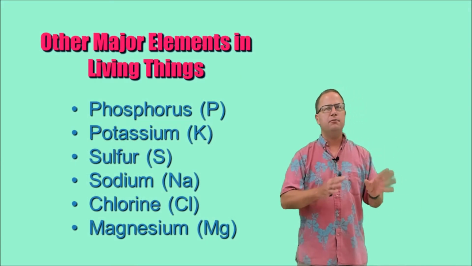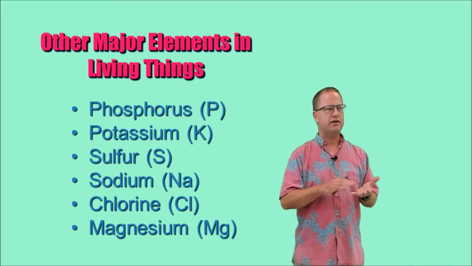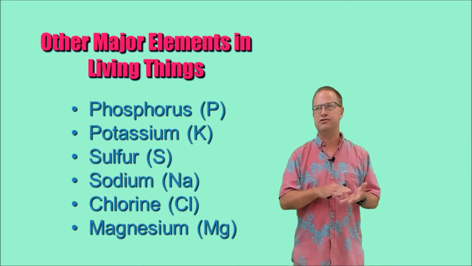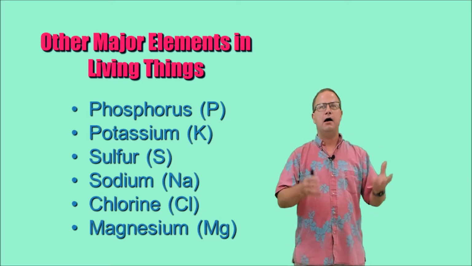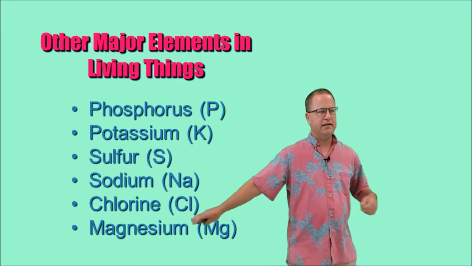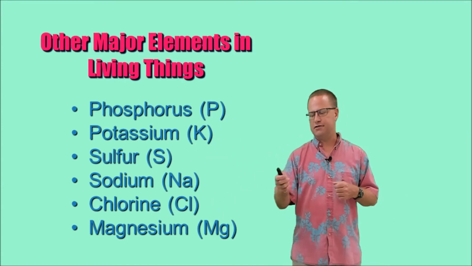Okay, so other major elements that we find in living things. We find phosphorus, abbreviated as P. We find potassium. We find sulfur. Sodium is really important, as are chlorides, all right? These are electrolytes, things that ionize in water and can generate electrical charges. We have magnesium down here as well. So all of these things are important in smaller amounts.